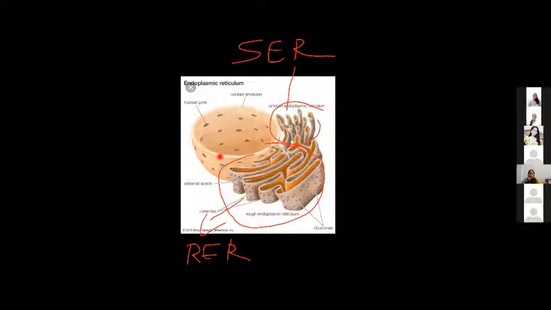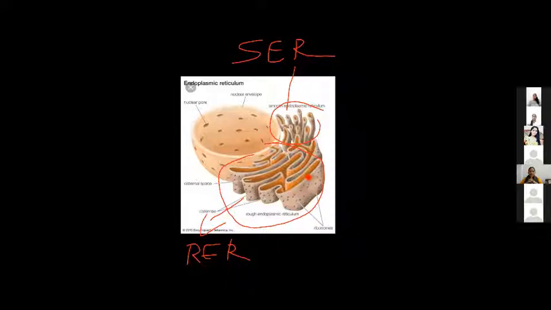So where does the endoplasmic reticulum actually start? You can see here a short space. It is a part of the nuclear envelope. There is a perinuclear space from where the endoplasmic reticulum starts. And further, you can see stacked sacs which are known as cisternae.